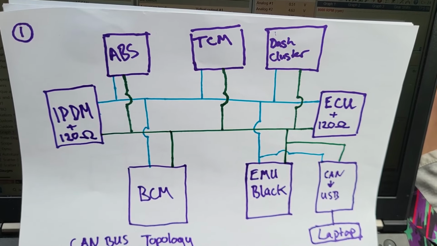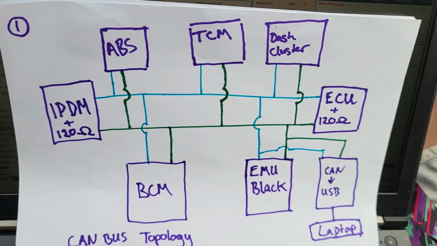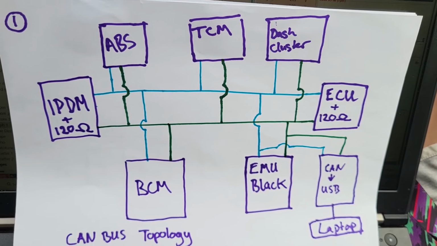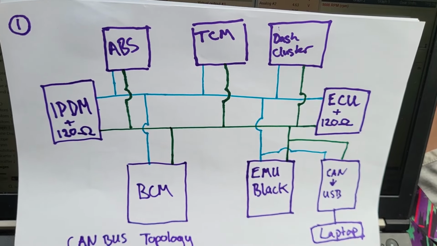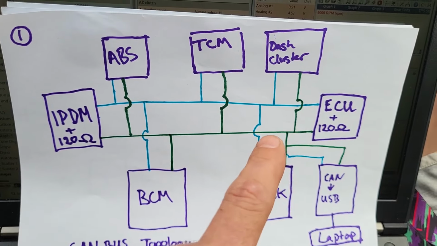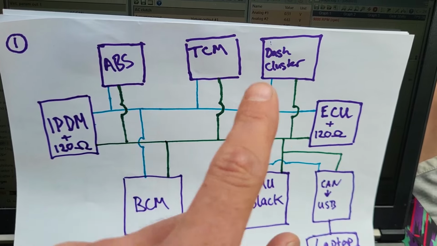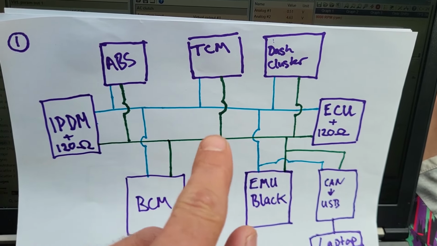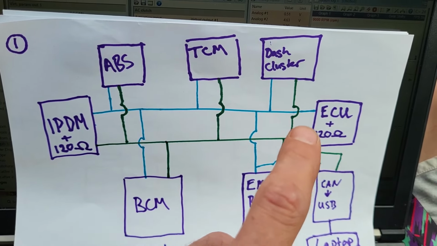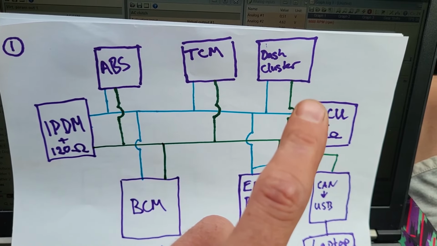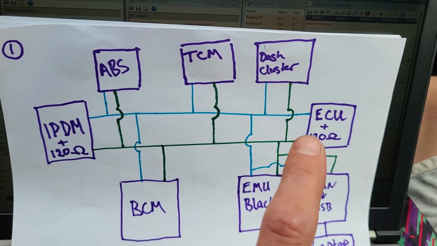It's good practice to put physical resistors in because, like I said, say we had an issue where the ECU went down and it took out that 120 ohm resistor, that means the whole rest of the network would go down. Whereas if we had a hardwired resistor, if that device goes down, at least there's an end to the network.